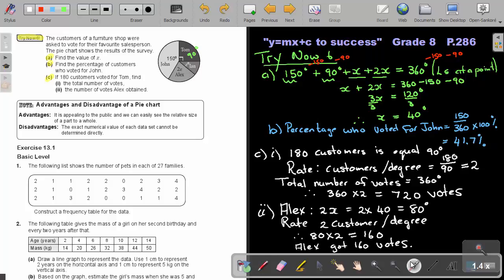The last thing, let's look at the advantages and the disadvantages of pie charts. Advantages: it is appealing to the public, and we can easily see the relative size of a part to a whole. So you can easily see, oh, John was getting the most, and Ian was getting the least. But the disadvantage: the exact numerical value of each data set cannot be determined directly. You cannot just look at it and tell me how many votes this person got, because it's just in degrees and you have to work it out.